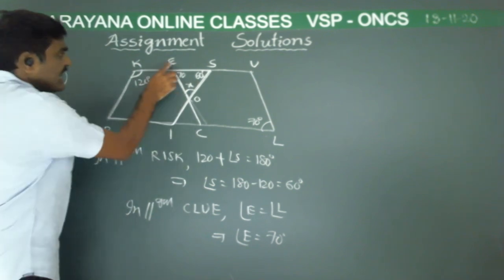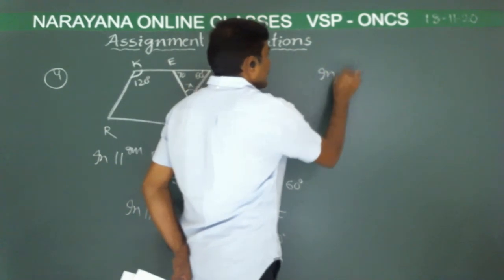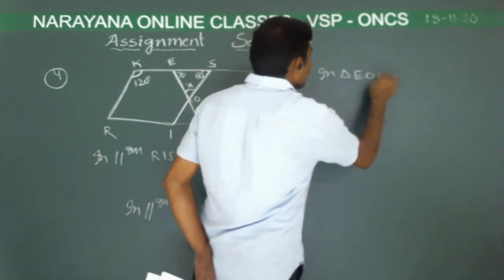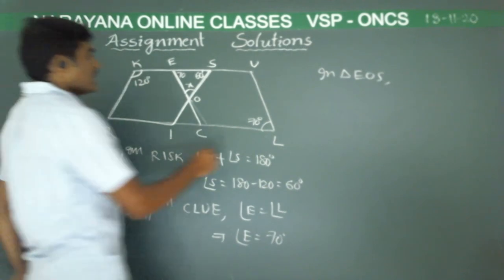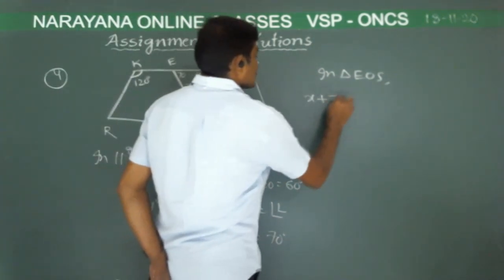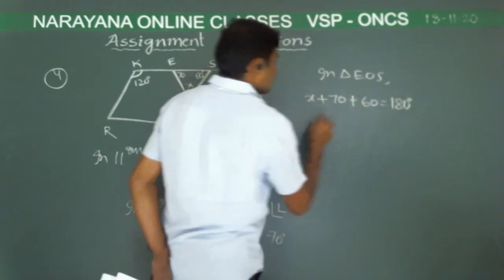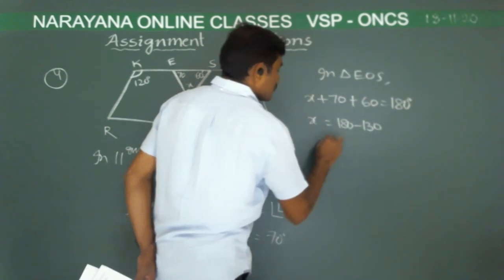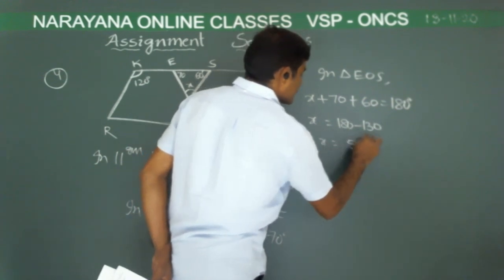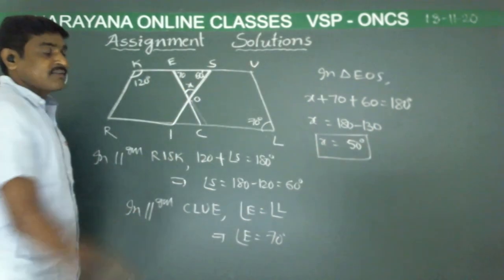Now in triangle EOS, the sum of three angles in a triangle is 180 degrees. Then x plus 70 plus 60 is equal to 180. Then x is equal to 180 minus 130. So x is equal to 50 degrees. So this is our angle EOS. x is equal to 50 degrees.